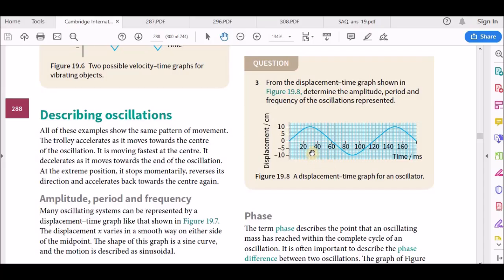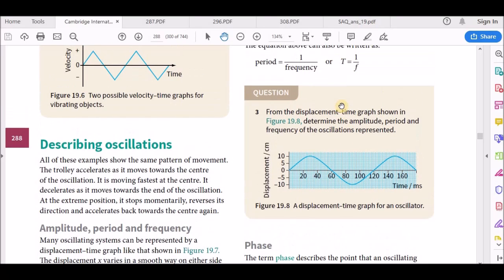Very easy. You can find the amplitude, that is the maximum displacement. The period is the time for one complete cycle. If you start here, you have to go all the way to the next adjacent point on the wave. That is one cycle. So 120 milliseconds is the period. Then frequency we can find as 1 over the period using this formula.